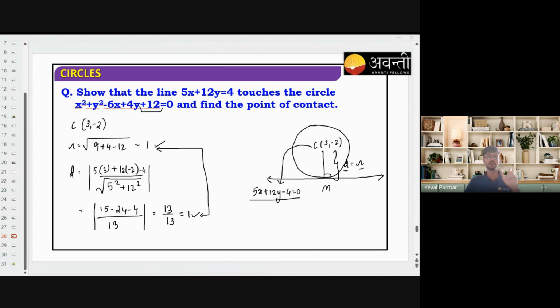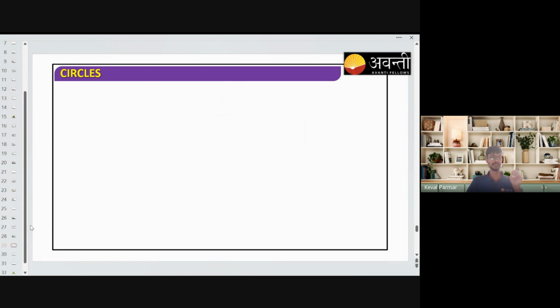Correct, guys? Now, to find the point of contact, what is the point of contact? It is M. M is also the foot of perpendicular. And if you remember how to find foot of perpendicular, we had a very easy formula to get foot of perpendicular. I hope you remember it. Do you remember it, guys? From straight line, foot of perpendicular formula from line. Do you remember it? So let's see how many of you remember it.